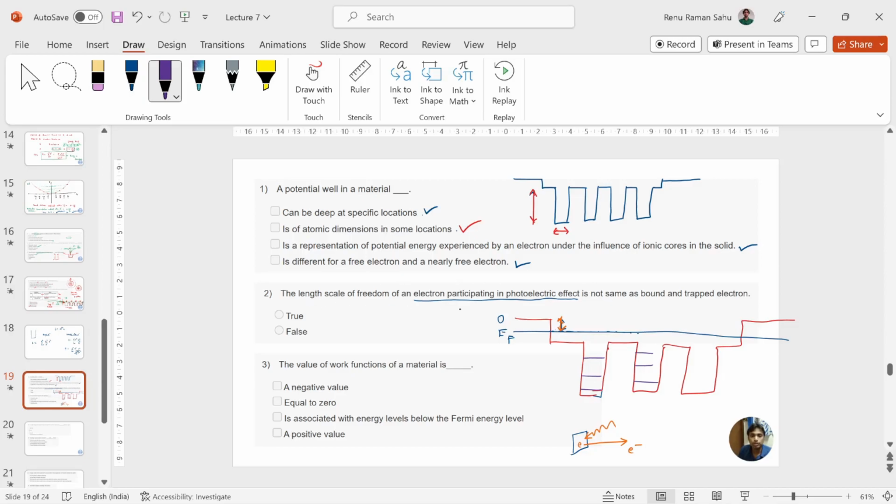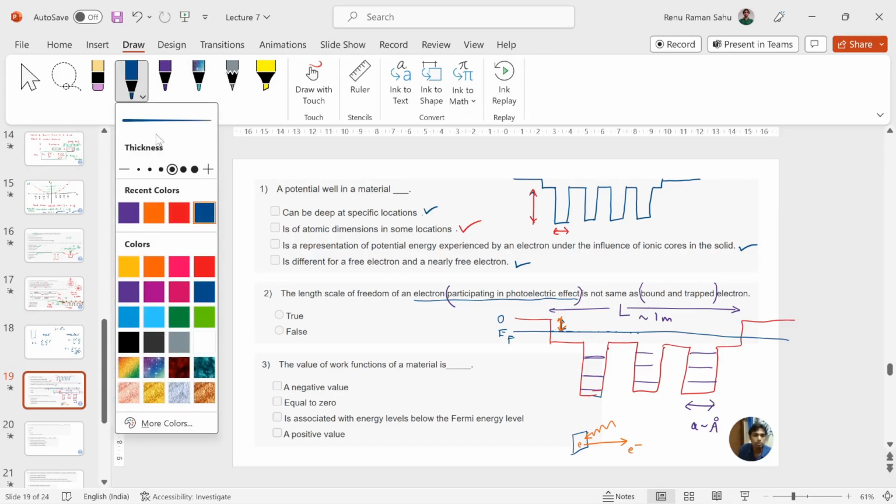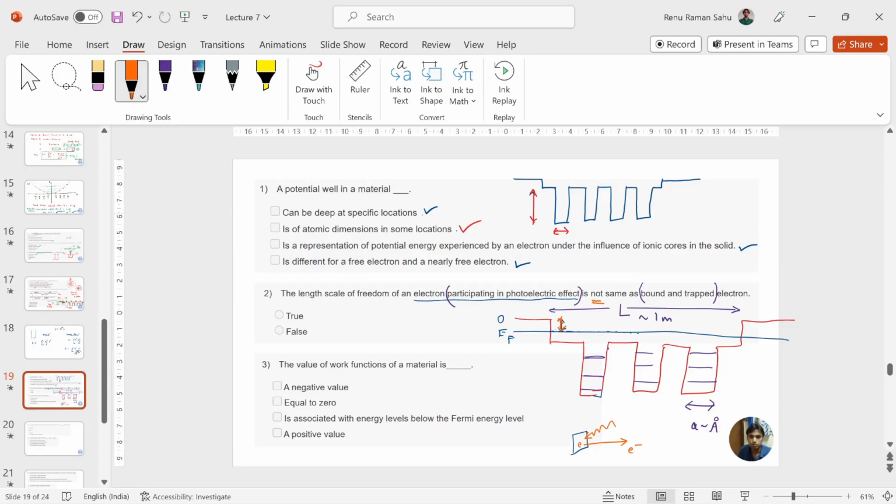and what is the length scale of freedom of the electron participating in photoelectric effect? It is L. Whereas the electron which is bound and trapped, those are these electrons here, bound and trapped to their nucleus. What is the length scale of that? It is of the order of few angstrom. This is of the order of a meter or tens of centimeters. So the length scale is not the same. Is it true or not? True, it is not the same, so this is true.